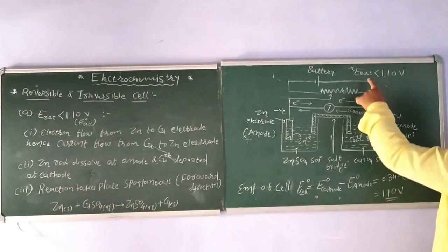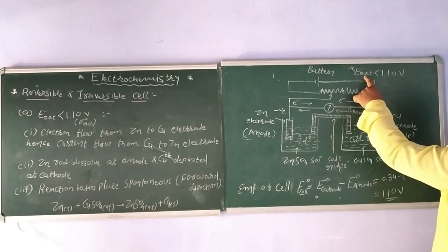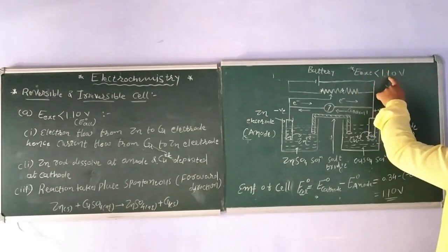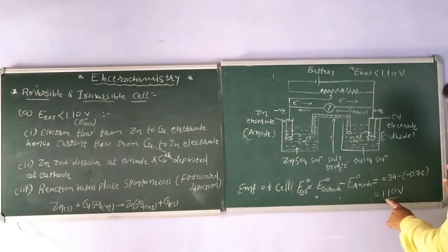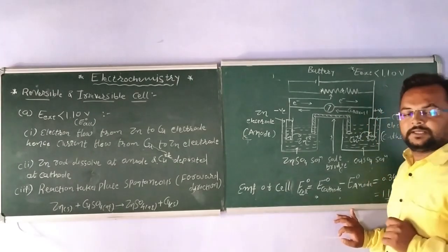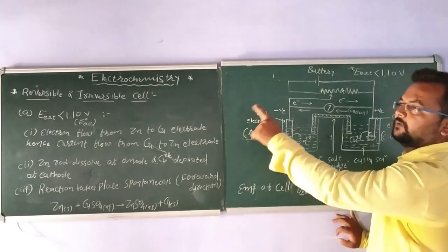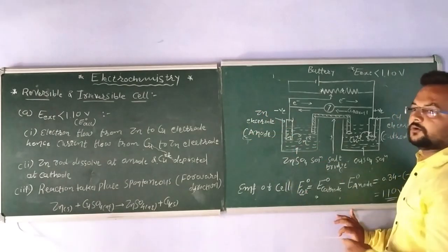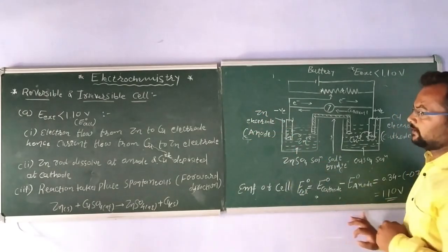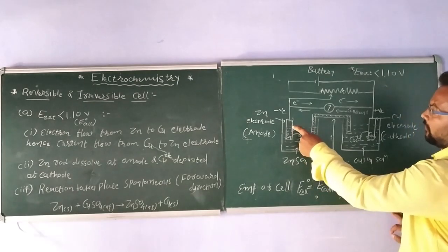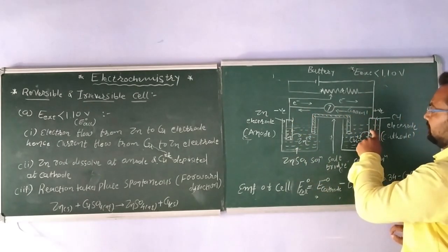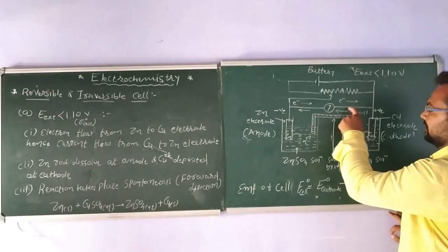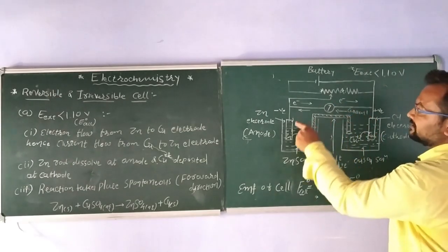The first condition is that the applied external voltage is less than 1.10 volt, that means less than the EMF of the cell. So we observe three results. First, electrons flow from the zinc electrode to the copper electrode and the current flows in the opposite direction, that means from the copper electrode to the zinc electrode.